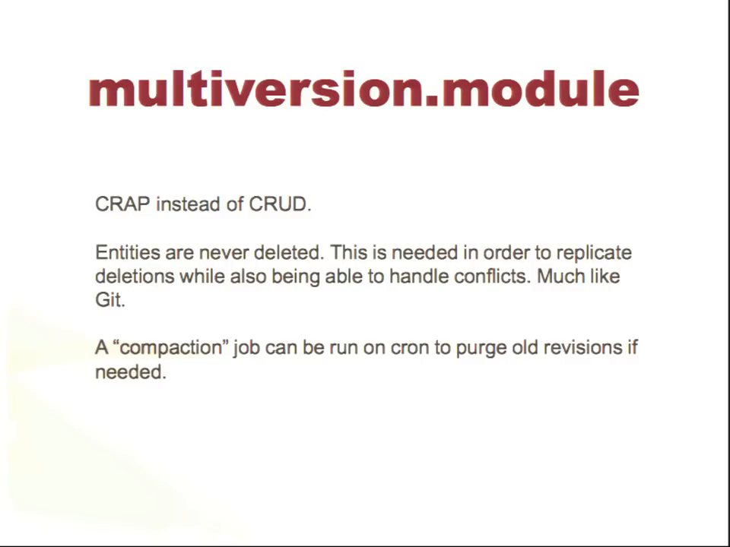And then you can run compaction jobs, as I call it, on cron, where we are purging away, actually deleting entities on cron. They do take up a lot of space, of course, in your database if we're always going to store all entities. So a compaction job can, if you want to actually delete, purge deleted revisions.